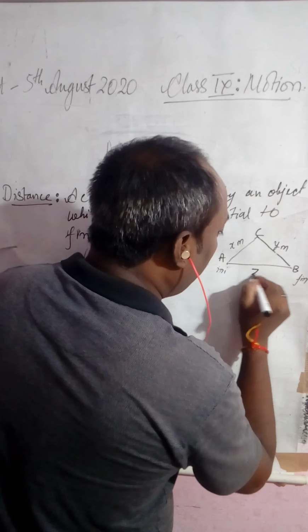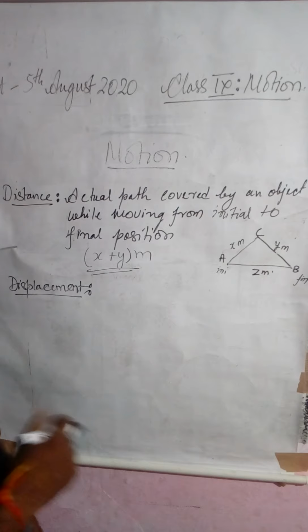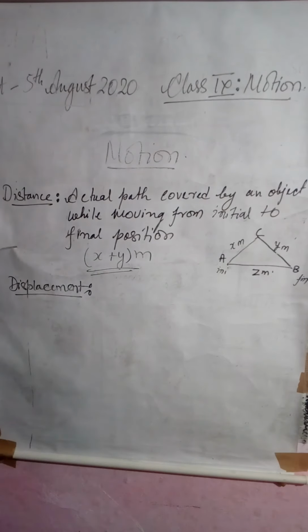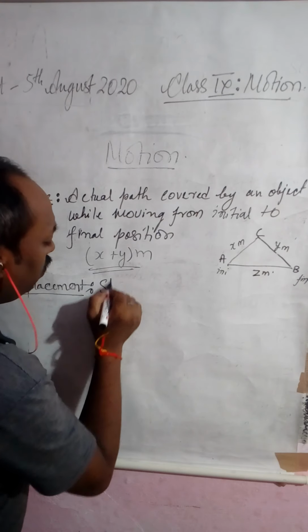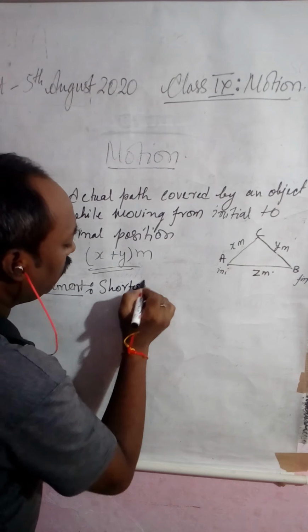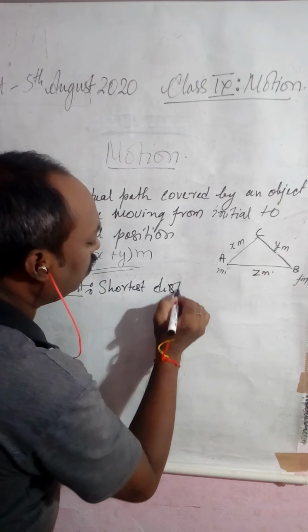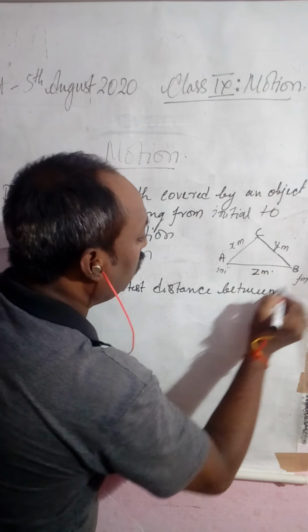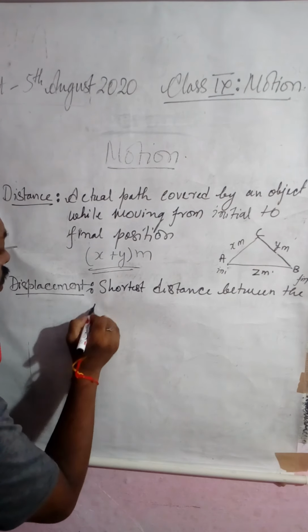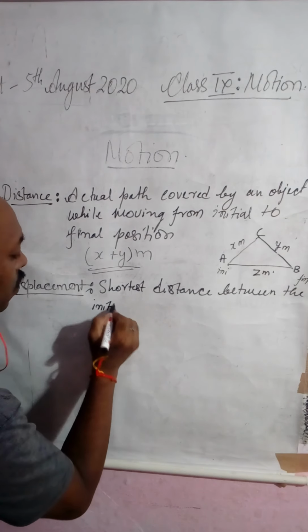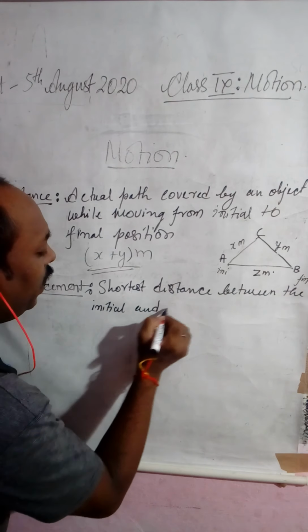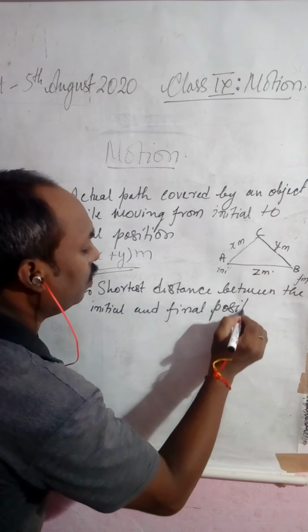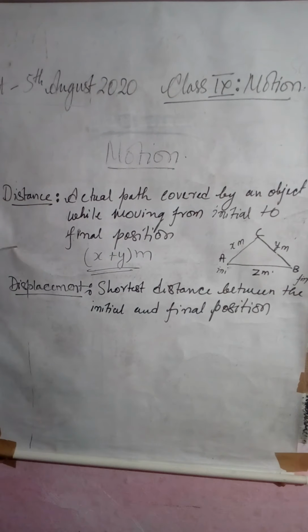Suppose this is Z meter. The shortest distance is the straight line between the two, that is the initial and the final position. So what we have written: the shortest distance between the initial and final position is known as your displacement.